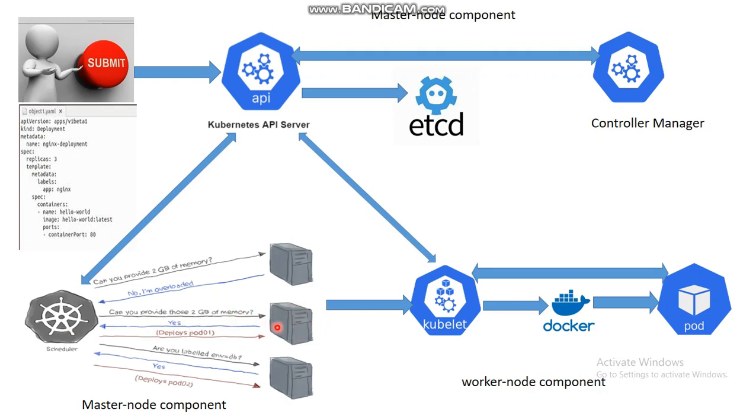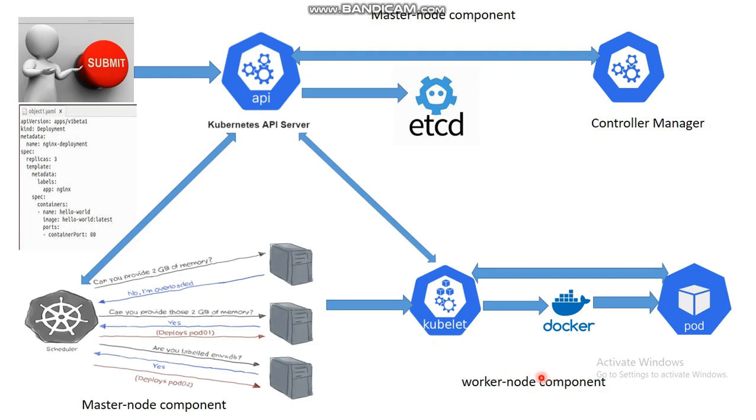Then the kubelet on this node starts communicating with the Docker runtime engine, and kubelet is an agent which is running on all worker nodes. So it communicates with Docker and asks Docker to pull all necessary images mentioned in the pod definition file, and then kubelet starts the containers, effectively bringing your pod to life on the node.